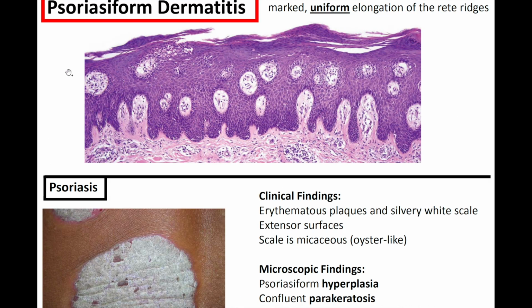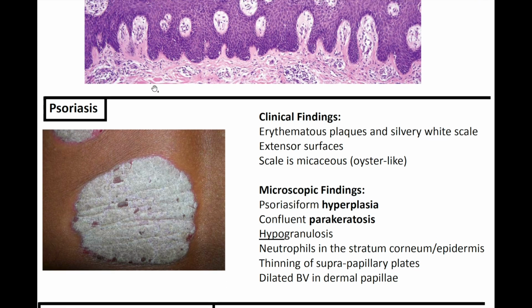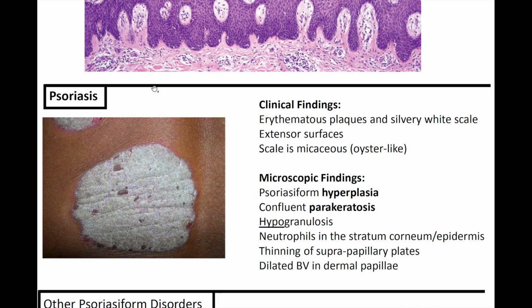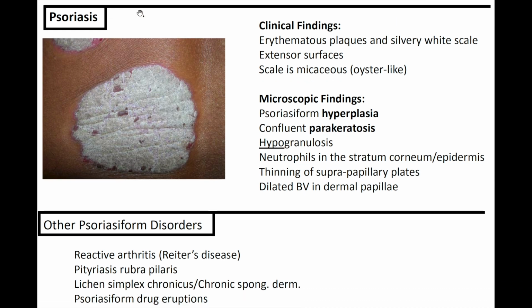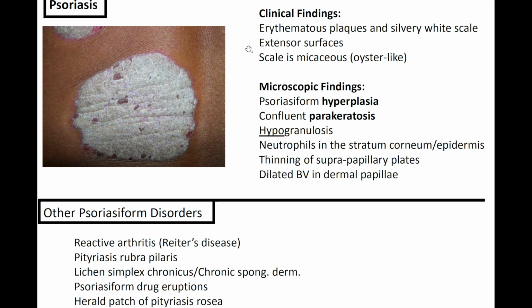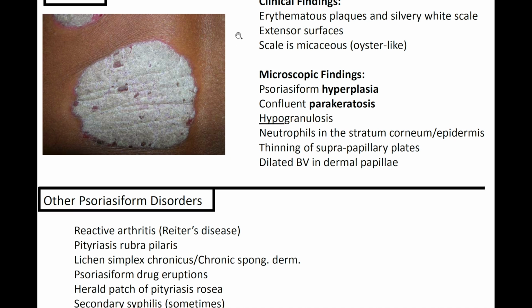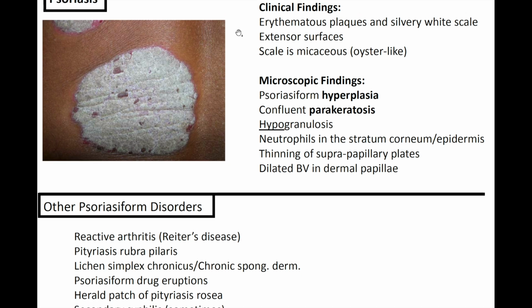All right, moving right along. One we certainly want to be familiar with is the psoriasiform dermatitis pattern. And you're going to have marked uniform elongation of the rete ridges. You can see how they're all elongated. So obviously in the psoriasiform dermatitis family or category, we have psoriasis. Very common, very classic, a must-know for aspiring pathologists such as myself.